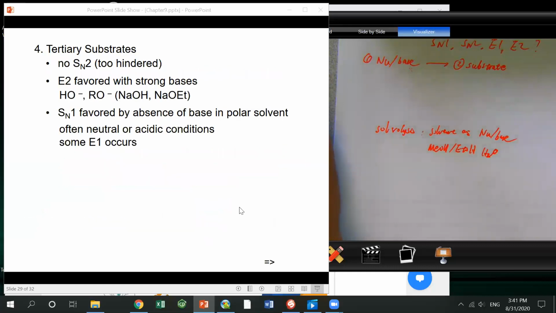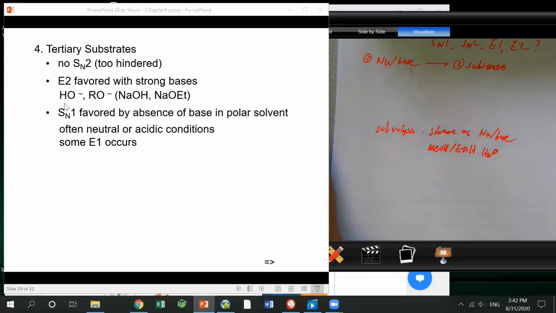Right, and then for the tertiary substrate, keep in mind there's no SN2 reaction, because of steric hindrance. And E2 will be pretty favorable, so a strong base can do E2 elimination for the tertiary substrate.